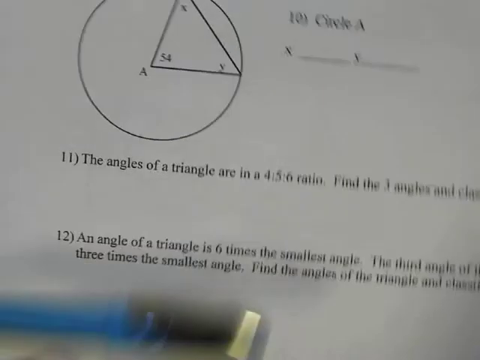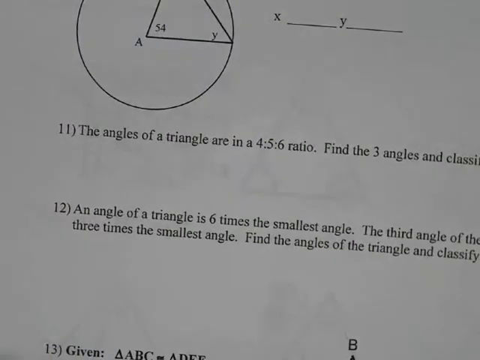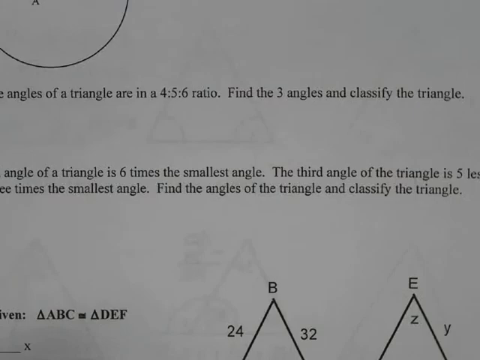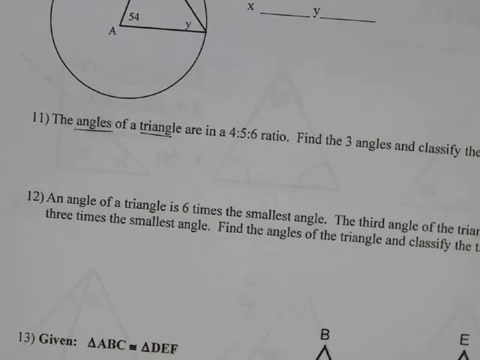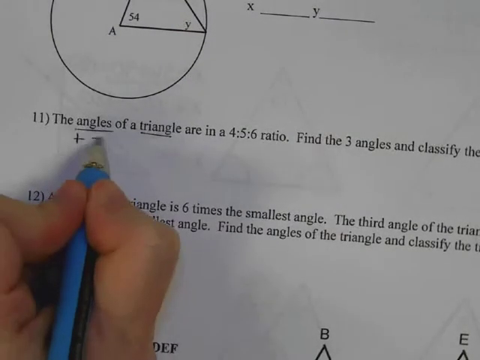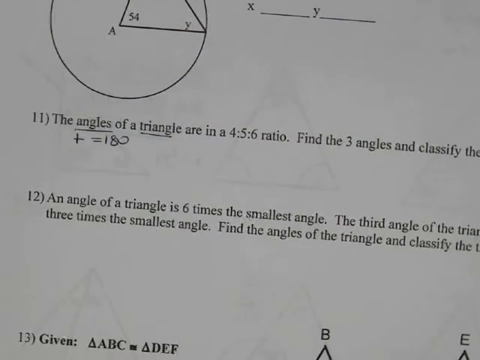Next page, number 11. The angles in a triangle are in a 4 to 5 to 6 ratio. Find the 3 angles and classify the triangle. The first thing I would notice is that we have angles in a triangle. And I'd ask myself, what do I know about the angles of a triangle? I know that they add to equal 180.